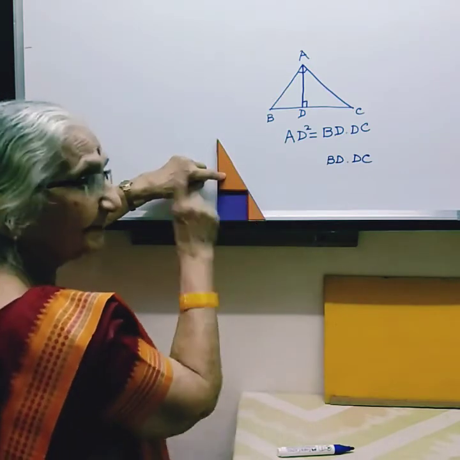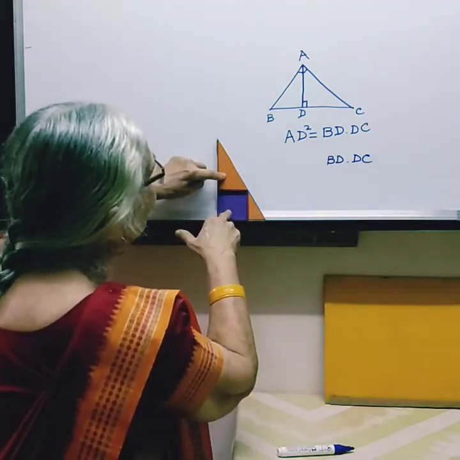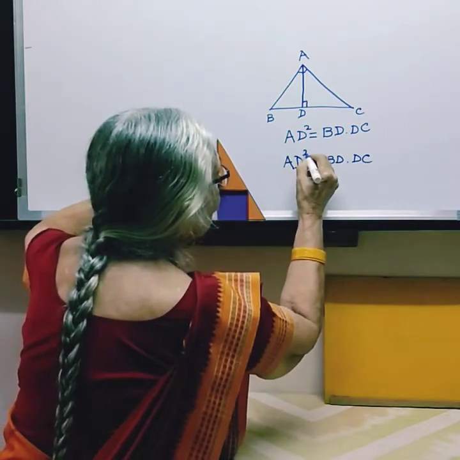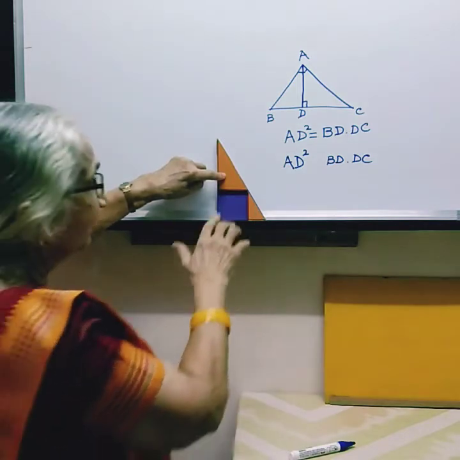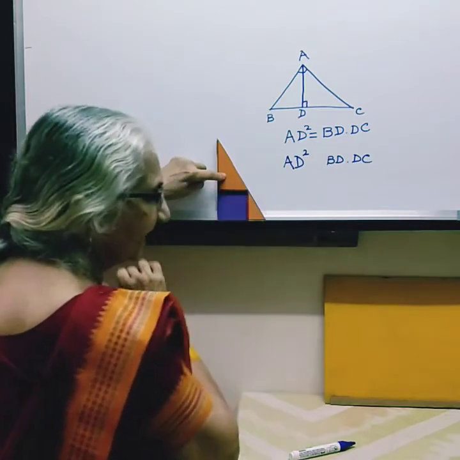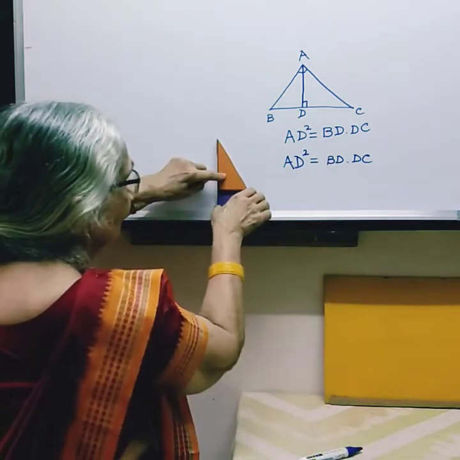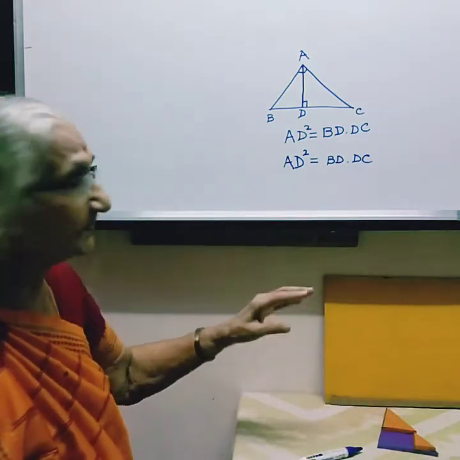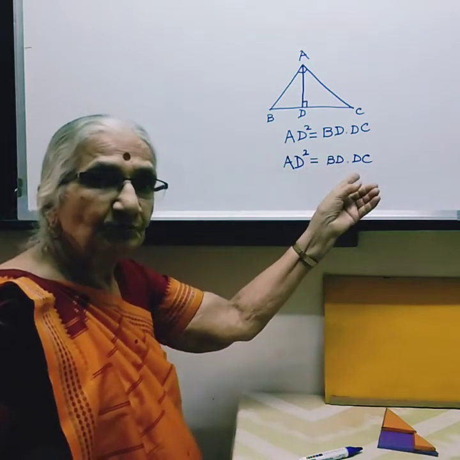What have I done? I took the same big triangle, put the same two small triangles and removed them, and what I am left with is AD square. The same operation had been performed both the times, and therefore from equal big triangles we took out the two small triangles. What remains has to be equal, and therefore the two are equal. So that takes care of the model. So with the help of the model we have shown that AD square is equal to BD into DC.